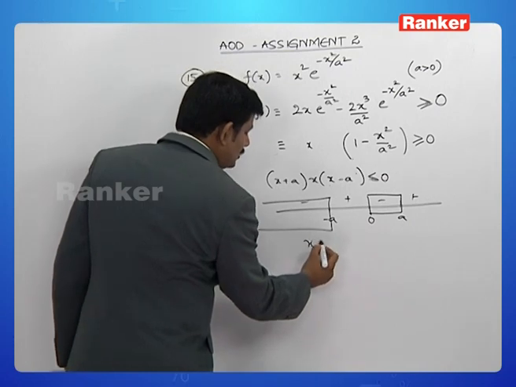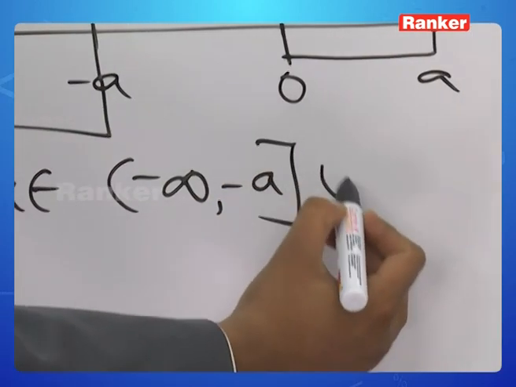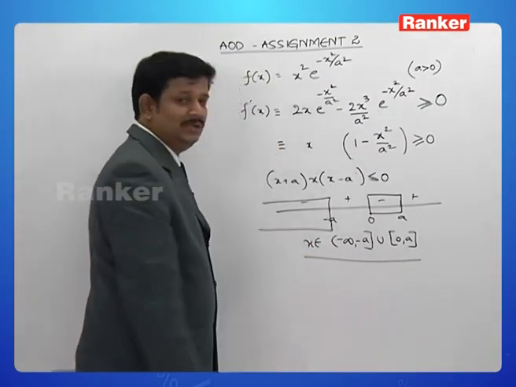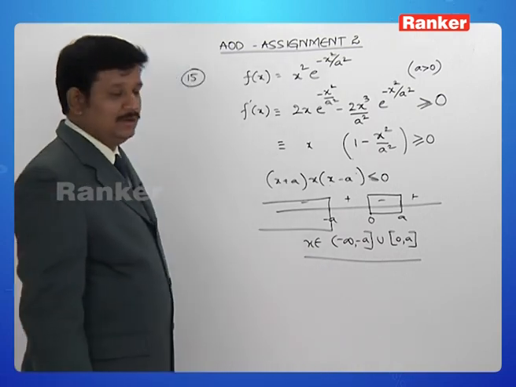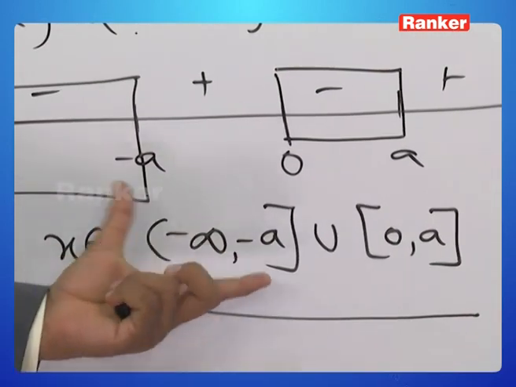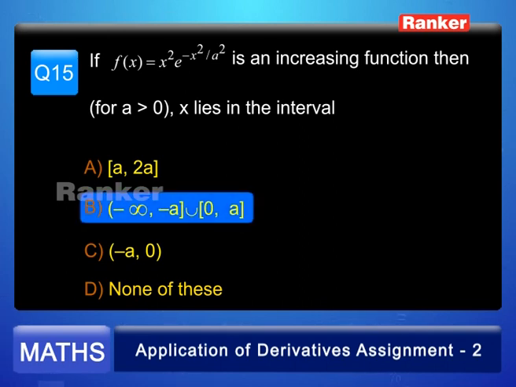So, x should belong to minus infinity to minus a closed, or x can even belong to 0 to a for the function to be strictly increasing function. So, among the available options, you can see option B matches with the right answer. Answer is minus infinity to minus a closed union 0 to a.